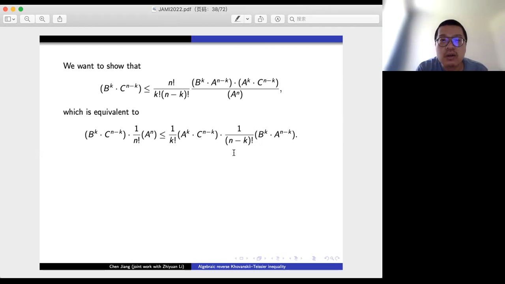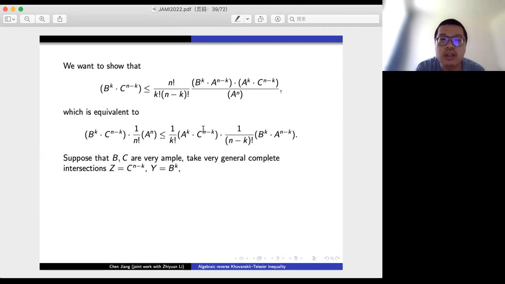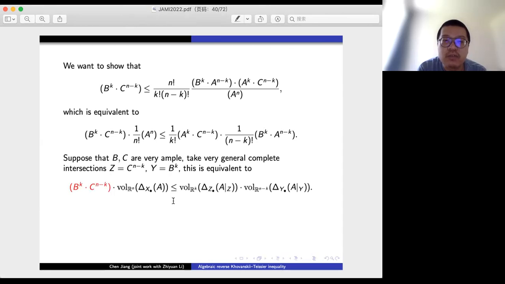So say, for simplicity, let me assume that here B and C are very ample. Then we can take very general complete intersections of C and B, right? So we just write them as Z and Y. Then this one is just the volume of A restricted to Z, and this one is just the volume of A restricted to Y. Okay, so then we can just rewrite it in the following form.